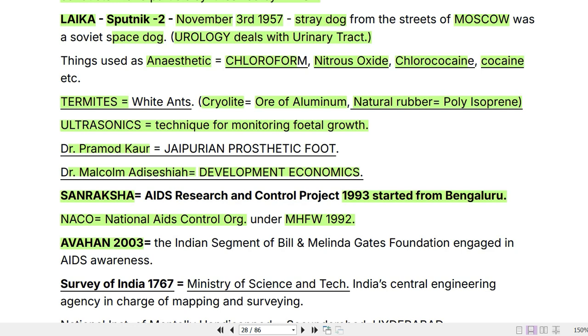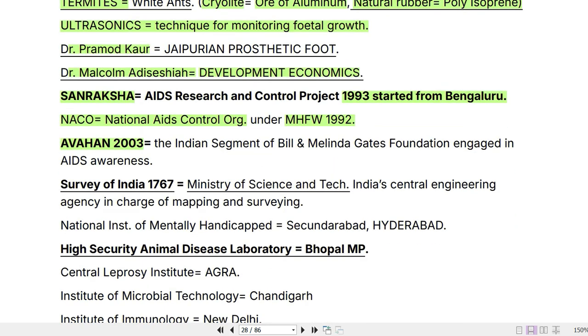I think the first one was NACO, the formation of NACO under the Ministry of Health and Family Welfare, that is National AIDS Control Organization, that was set up in 1992. And then 1993 में संरक्ष नाम का एक कैंपेन चलाया गया था for spreading a simple awareness about the AIDS disease. And then I think 2003 में आवाहन नामक एक स्कीम चलाई गई थी, which was like an Indian version of the Bill and Melinda Gates Foundation, for AIDS awareness. Then we have Survey of India 1767.